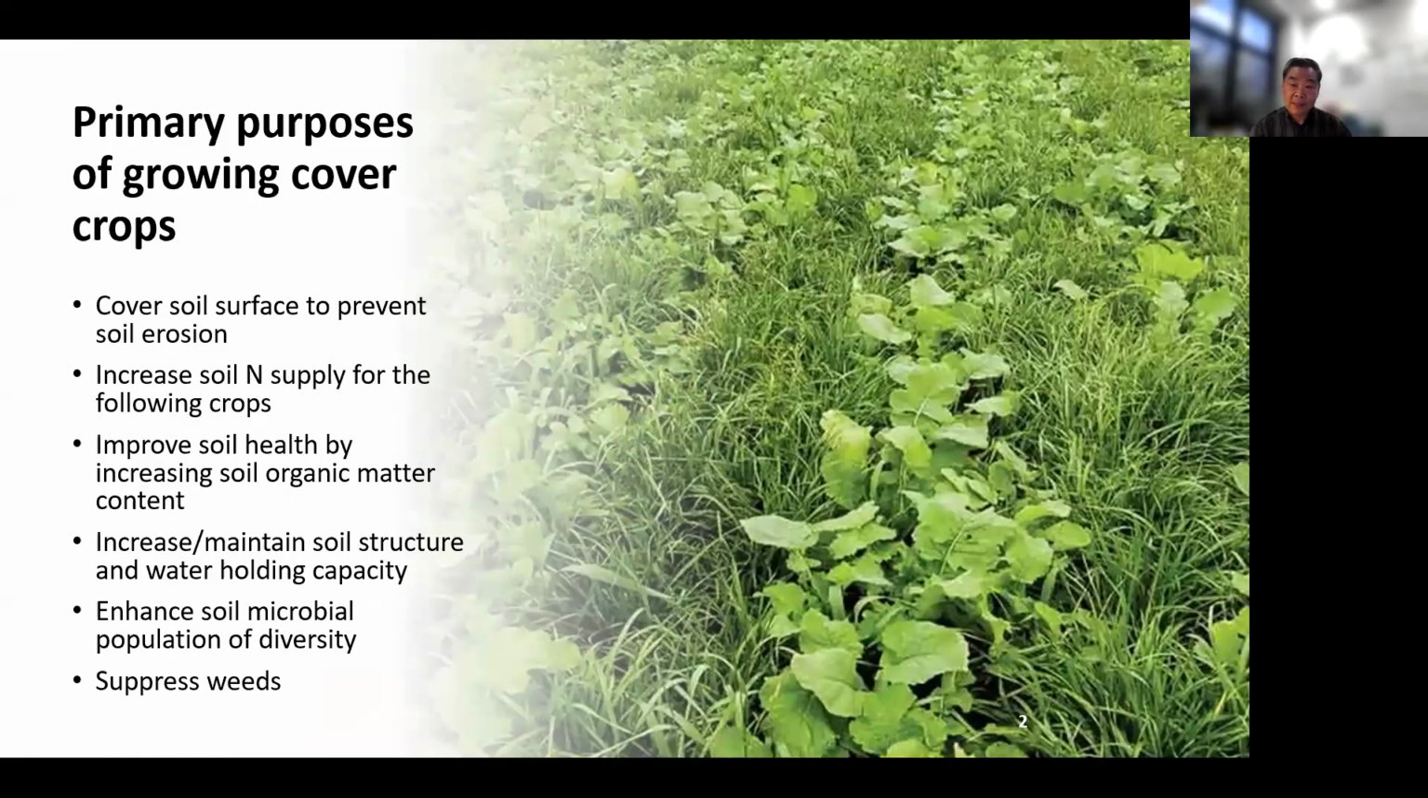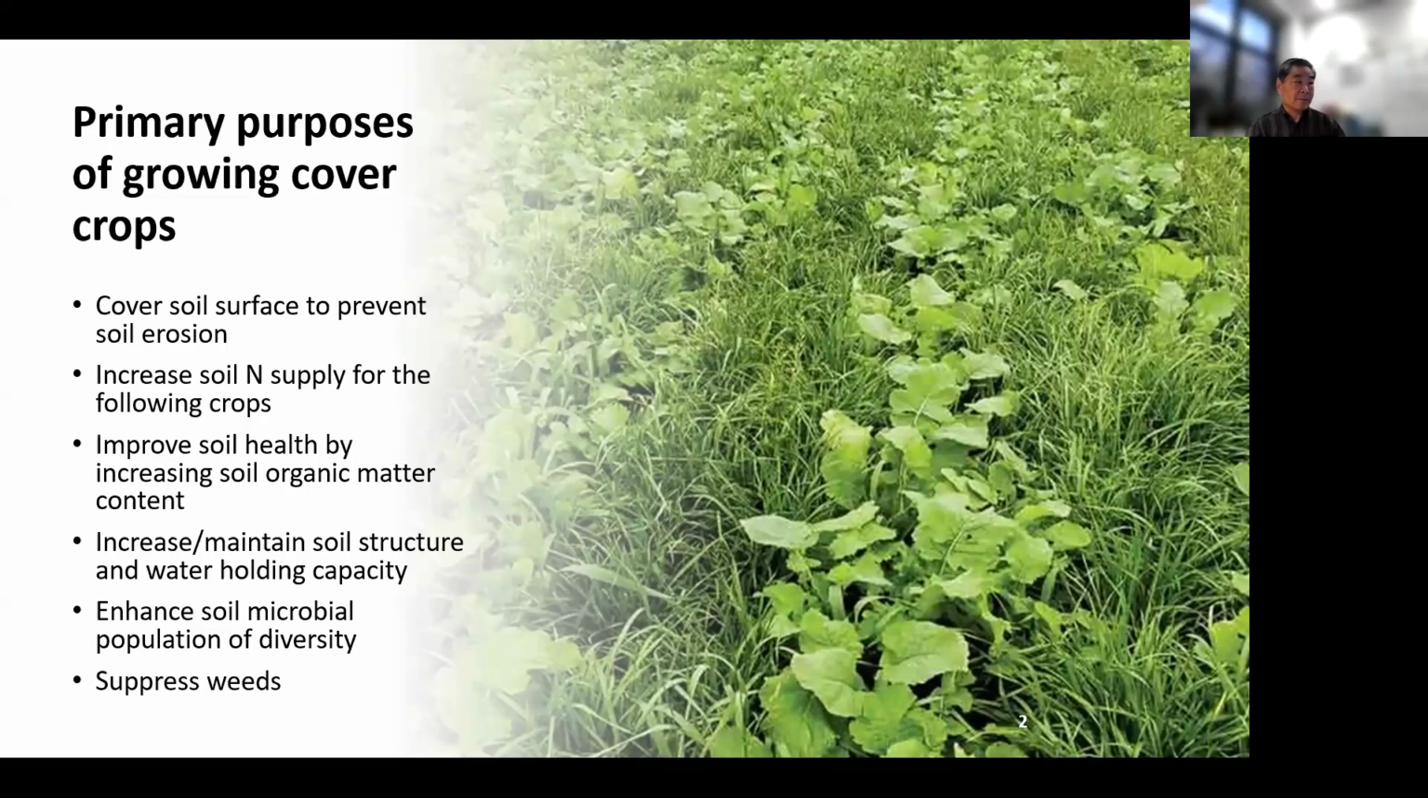First, let's review the primary purposes why we grow cover crops. Cover crops, based on the definition, cover the soil surface to prevent soil erosion. That was the original purpose. And in organic cropping system, it also increases soil nitrogen supply for the following crops. That's specific for organic. For conventional side, they don't really use it for nitrogen because they access the chemical fertilizers.